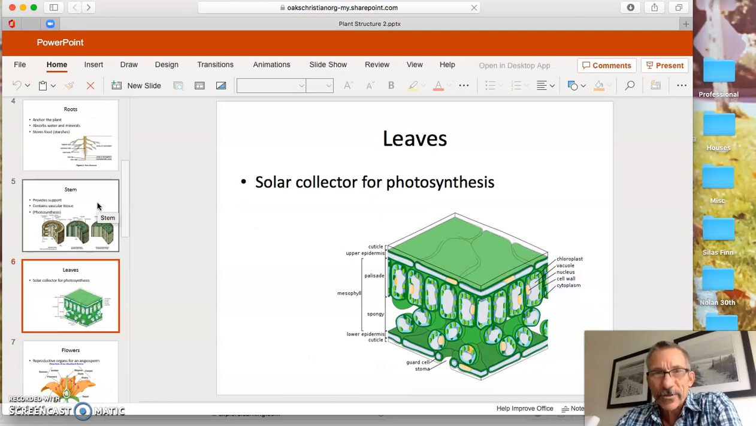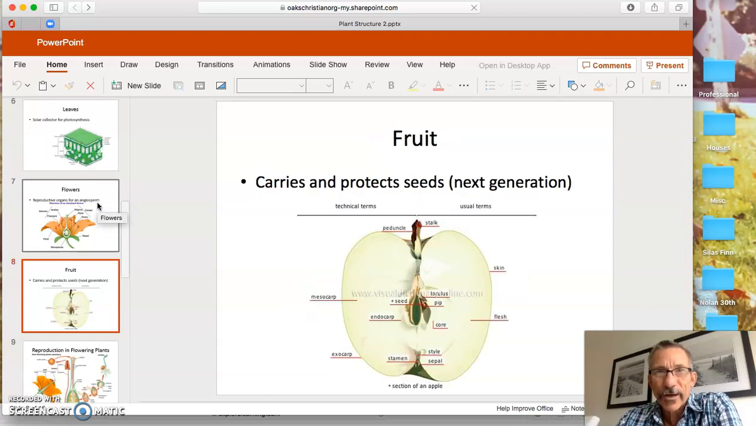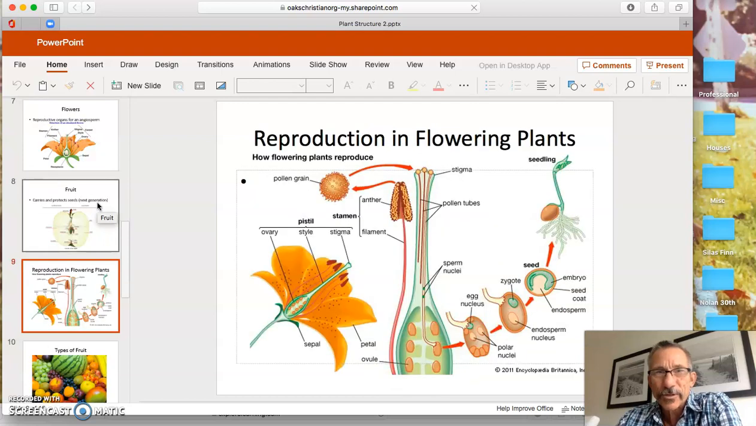And then, of course, leaves are the solar collectors, do the bulk of the photosynthesis for the plant, leaves or needles in the case of the conifers, pine trees, and so on. And then we spent most of our time talking about flowers and the different parts. And you guys worked on the Gizmo activity, identifying the parts of the flower, and then also how reproduction takes place with that process called pollination.